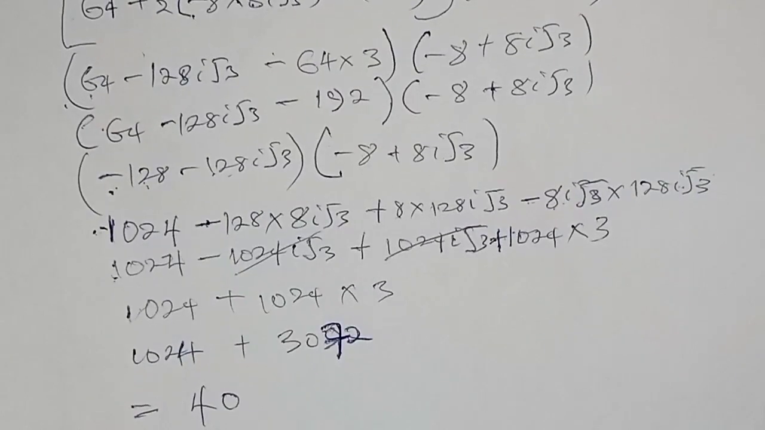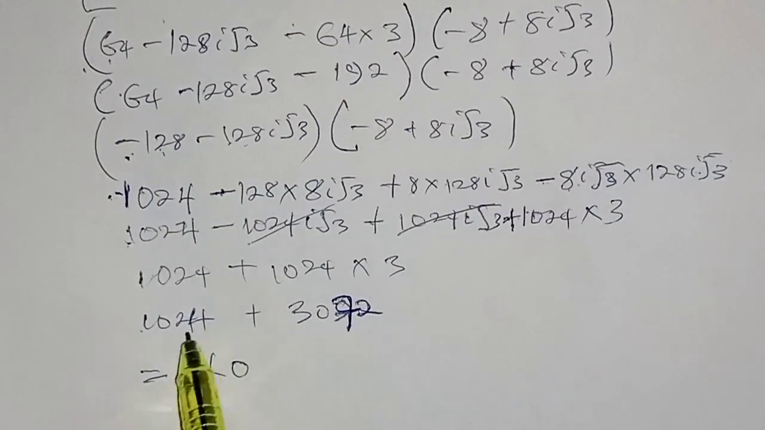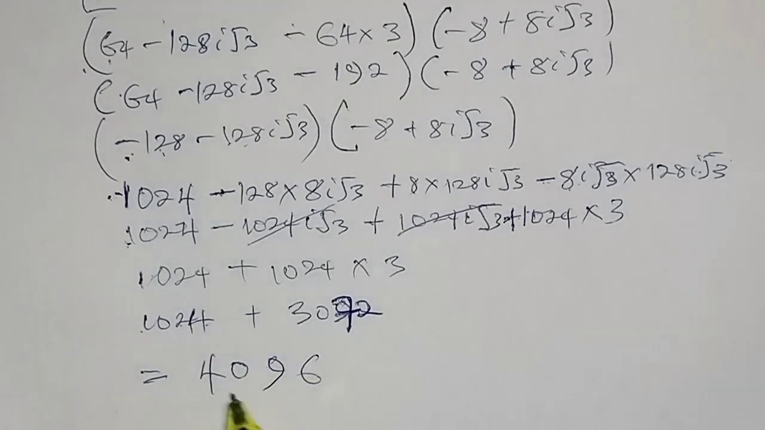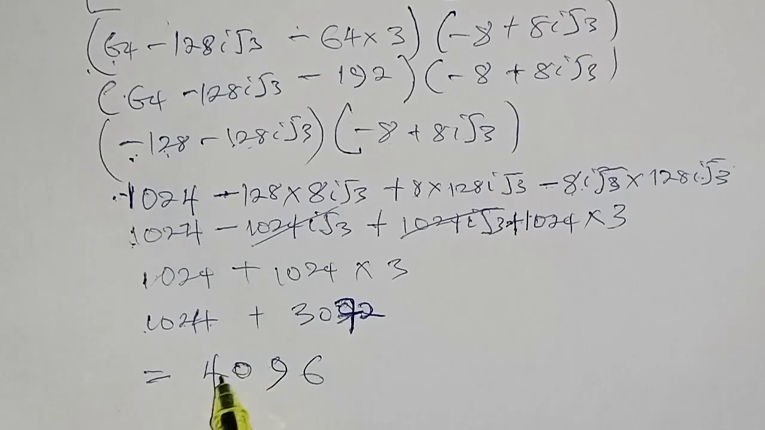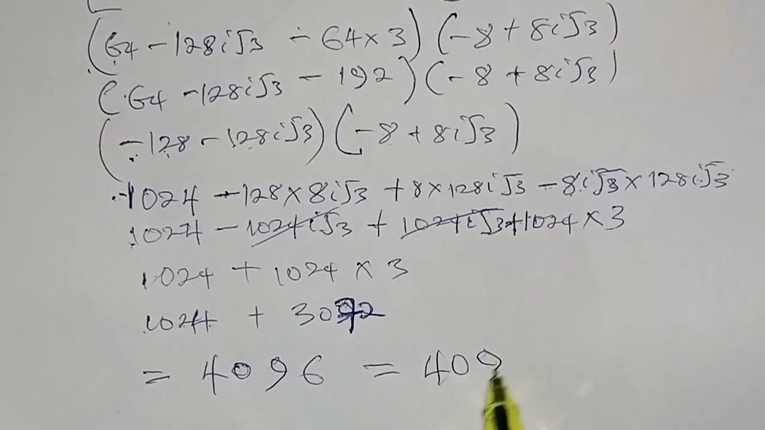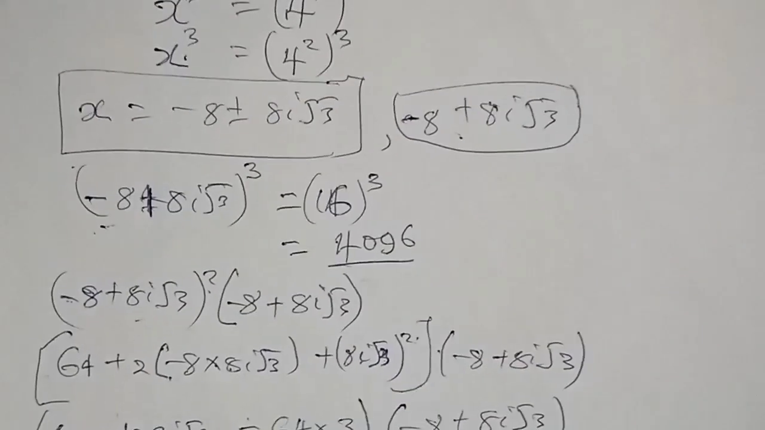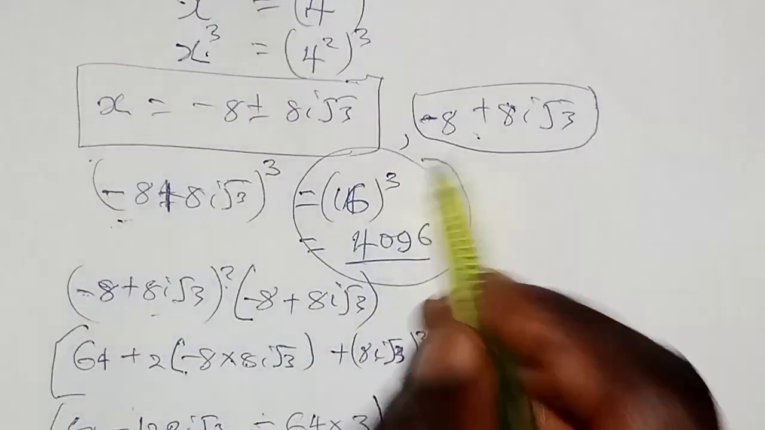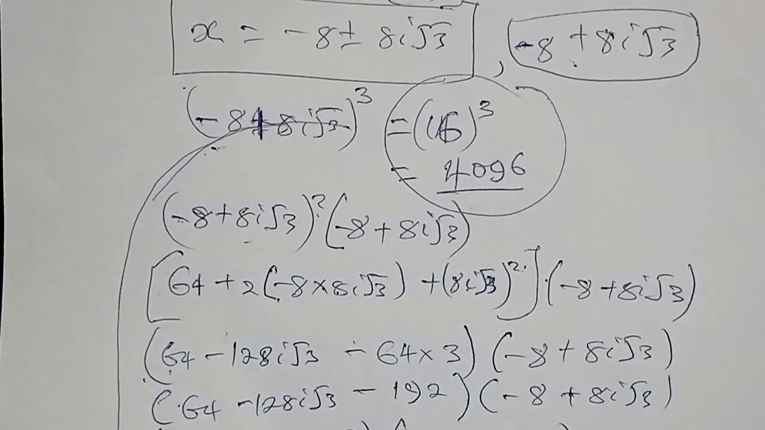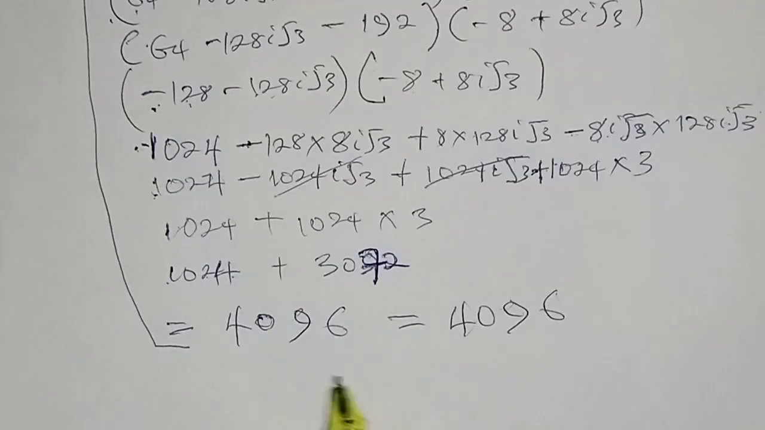And then if you now add both of them, 1024 plus 3072 gives 4096, which is actually the same as what we have at the right hand side over here. So you saw that this was what we got at the right hand side, and then evaluating this one, you also see that it gave us the same thing right here.